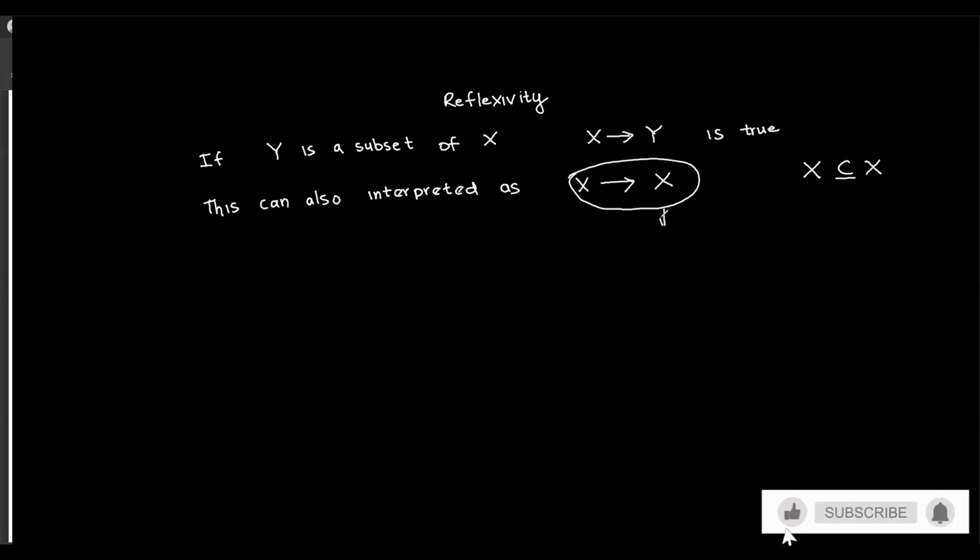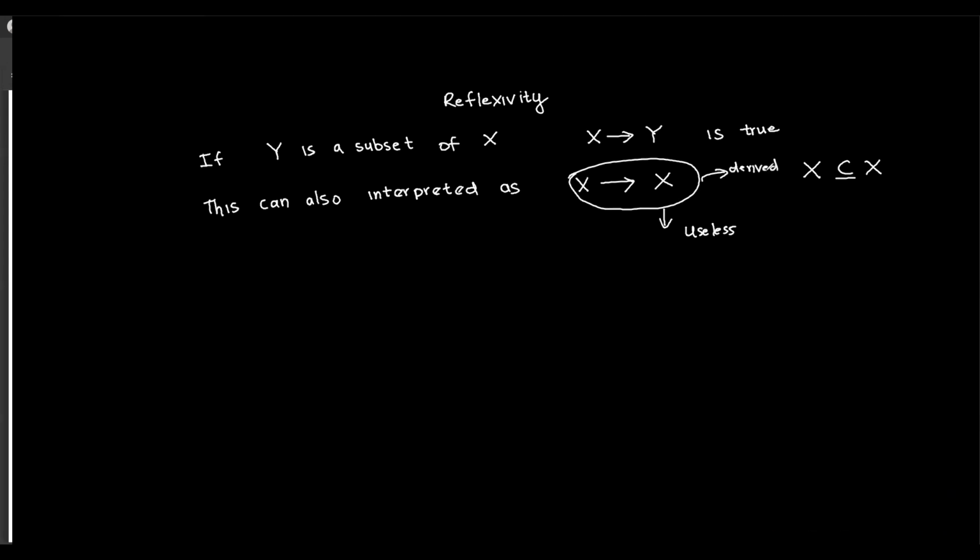You may think this is useless. Whether it is useless or not, this can be derived. And we know in the last video we learned that we have to find out all the FDs possible in F plus. Therefore, whether it's useless or useful, you are going to derive this FD and you will be using reflexivity for this. And to explain this, I'm going to use an example.